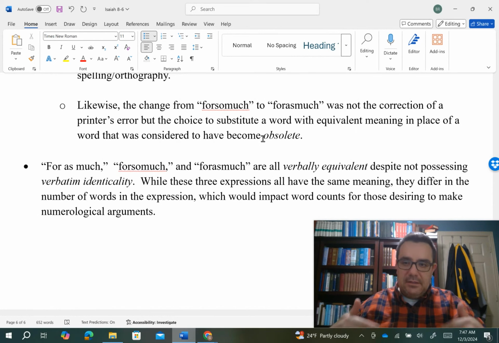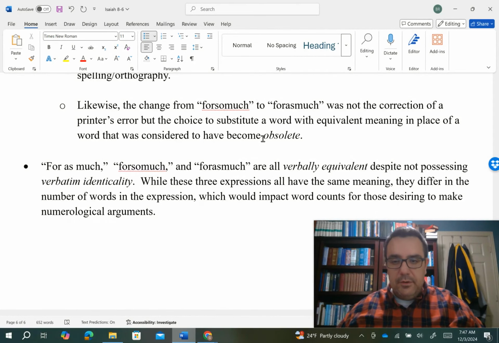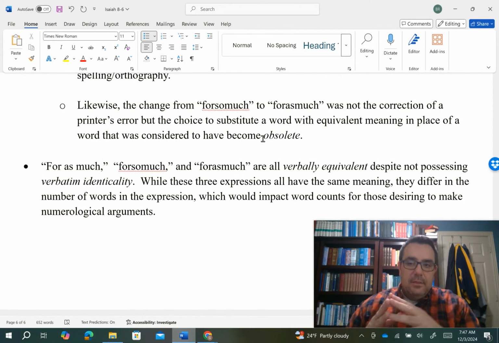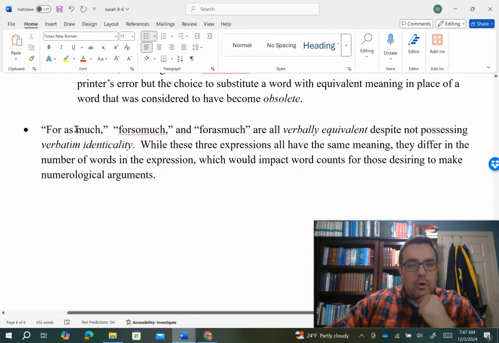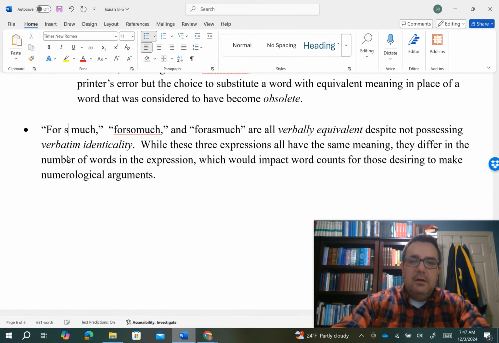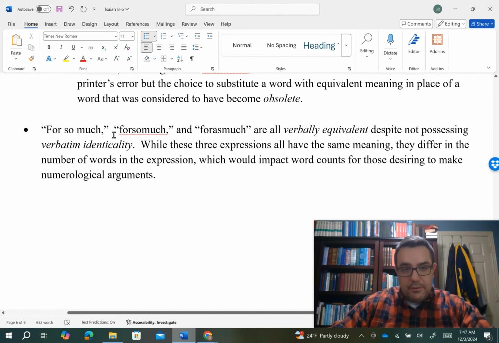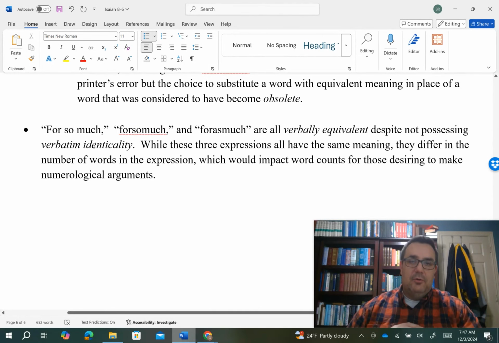So there is not a problem here for the printed history of the King James text. The words are verbally equivalent, despite not having verbatim identicality. Okay? So, "for as much," "for so much," and I should have... this is a mistake here. "For so much," three words, "forasmuch," one word, and "for as much" are all verbally equivalent, despite not possessing verbatim identicality, as I just said a moment ago. Okay?